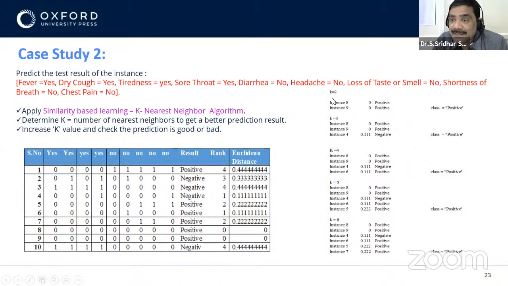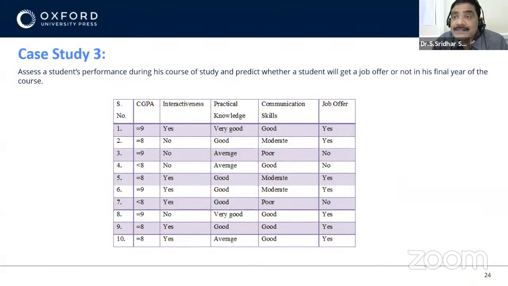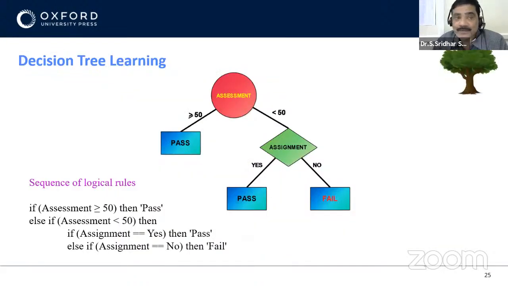On the right hand side, you see k equal to 2, and I'm increasing the neighbors to 3, 4, 5, and trying to find my neighbors' classes and take the majority. This is the third case study which you can refer to, whether the student will get the job offer or not. Again, I will get the query, find the closest neighbors, and based on that, I will proceed.